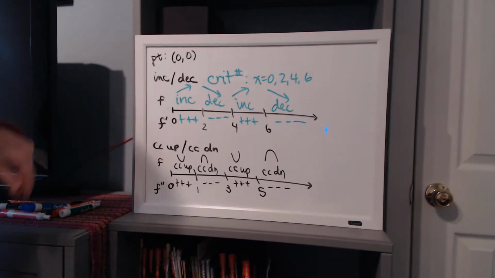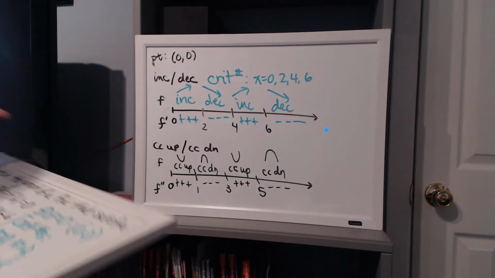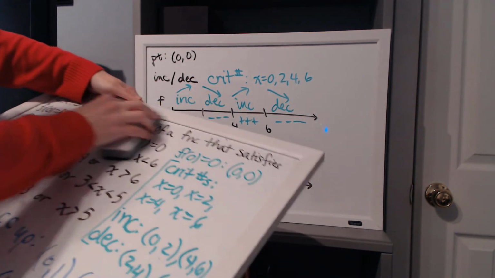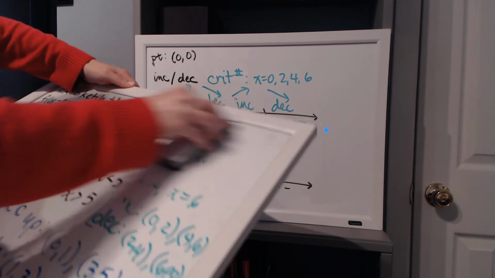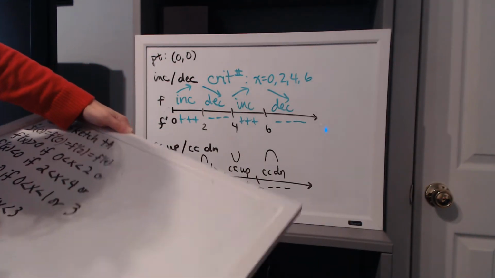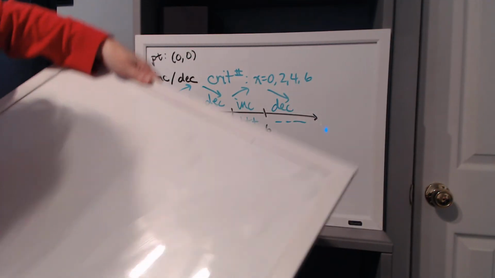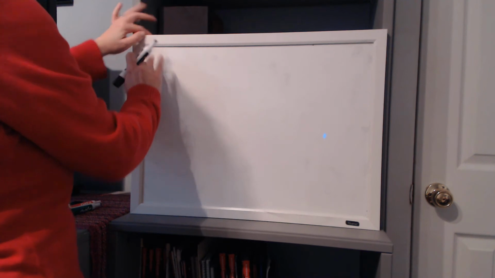Okay, so now we need to put all of this together. I have to switch boards again here. Sorry about that. Okay, and to put all of this together, I'm going to draw the number line again.